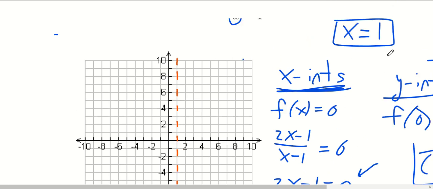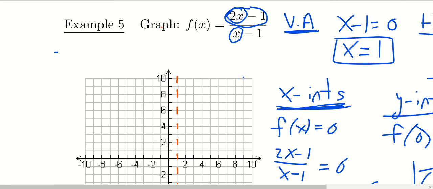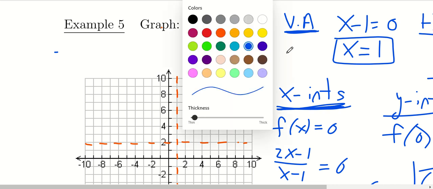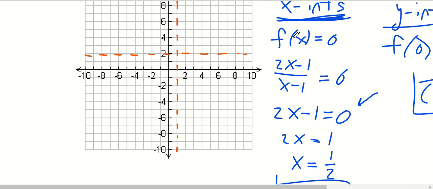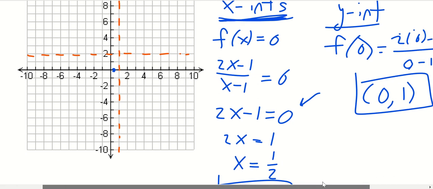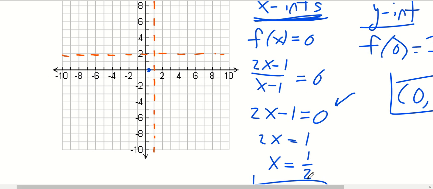We have a horizontal asymptote. If you look back through it, it is y equals 2. So y equals 2. I'm drawing my horizontal asymptote. So we first plot our asymptotes. Now let's go ahead and plot any of the points or intercepts that we found. We have an x-intercept at (1/2, 0), which would be right here. We also have a y-intercept at (0, 1), which would be right here.